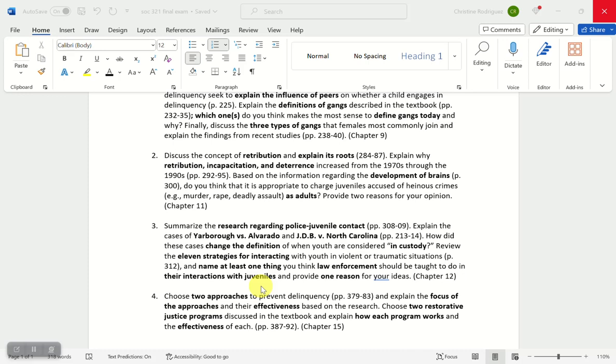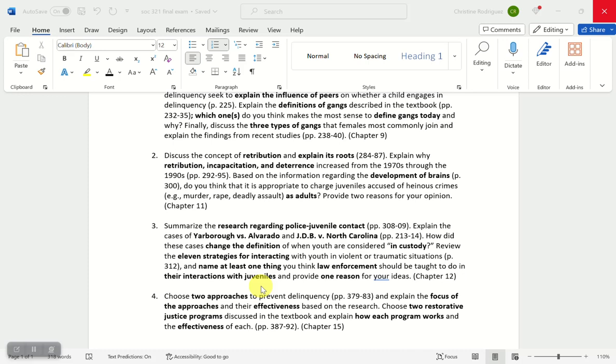the Miranda rights. So, how did these two cases change the way that youth are now considered to be in custody? And the Yarborough case is from 2004, and the JDB case is 2011. So these are at least within the last 20 years. How did these cases, sorry, I did that.